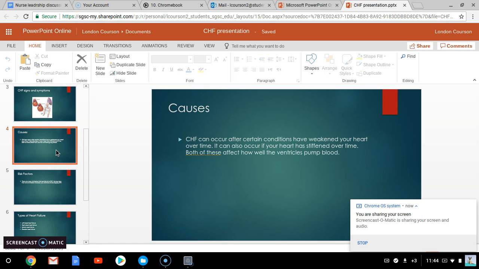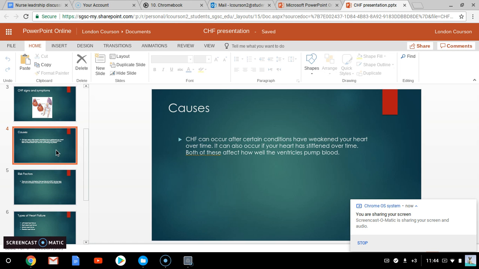Another cause is hypertension or high blood pressure, which can cause the arteries to stiffen. Heart muscle damage or cardiomyopathy. Also myocarditis, which is the inflammation of the heart muscle, which is often caused by a virus.